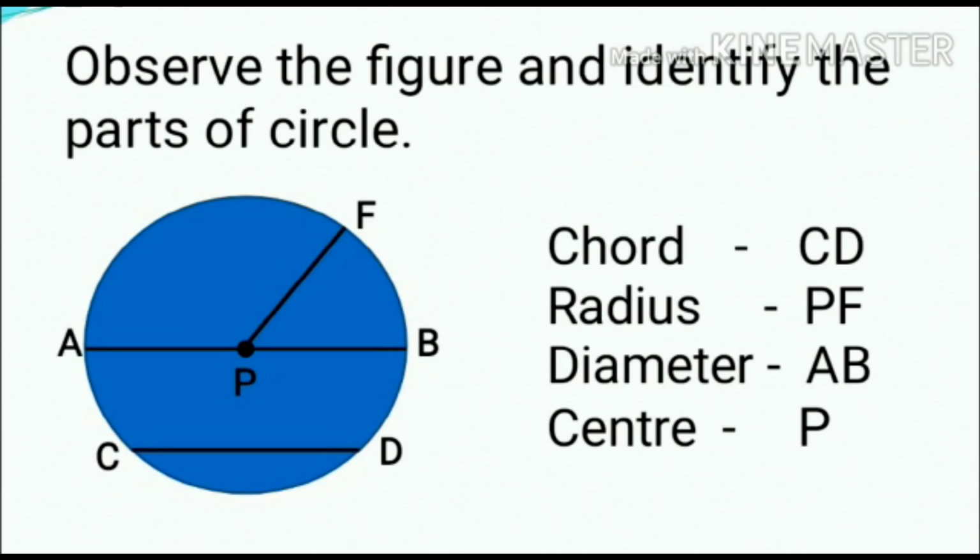Let's check the answers. In this figure, line segment CD is a chord of the circle. Line segment PF is a radius of the circle. Line segment AB is a diameter of the circle. Point P is the center of the circle.